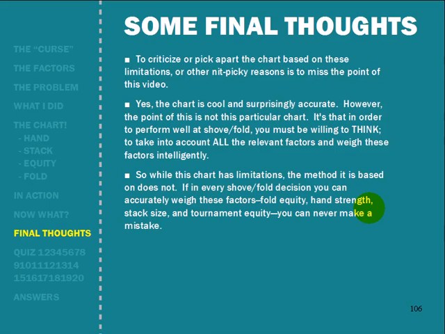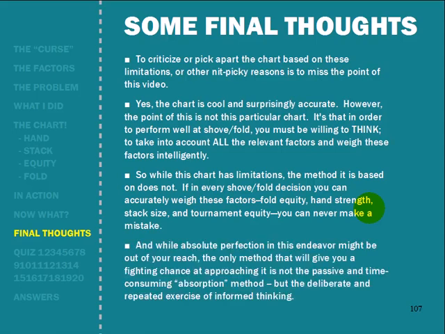So while this chart has limitations, the method it's based on doesn't. If in every shove-fold decision you can accurately weigh the 4 factors, fold equity, hand strength, stack size, and tournament equity, you would never make a mistake, if you could do that. And while you'll probably never become an absolutely perfect push-fold machine, the only method that is going to give you even a fighting chance at becoming such a perfect push-fold machine is not the passive and time-consuming absorption method, but the deliberate and repeated exercise of informed thinking.